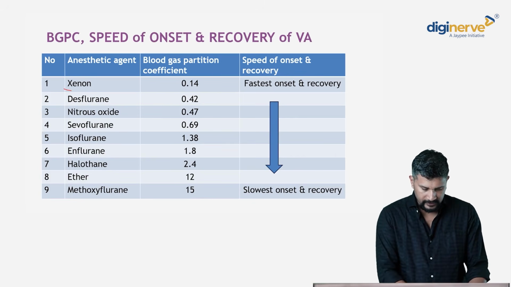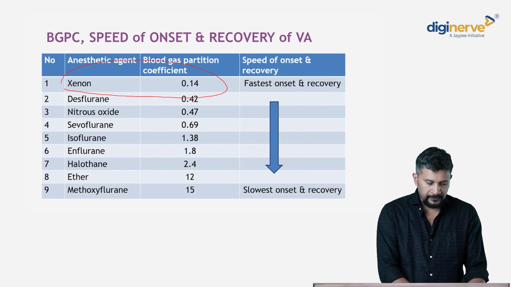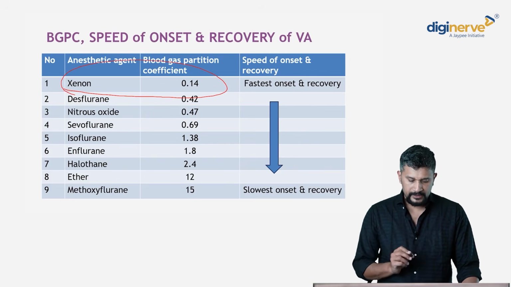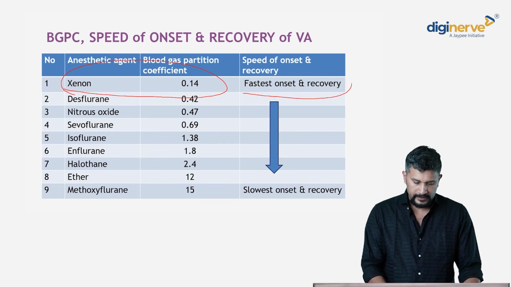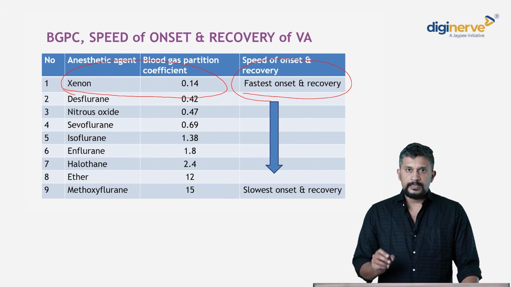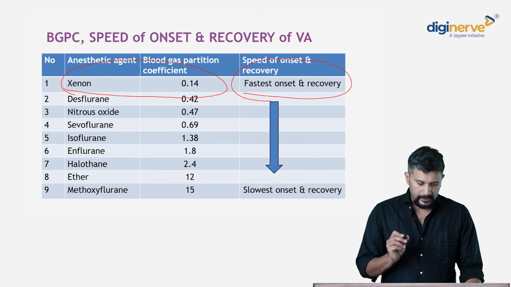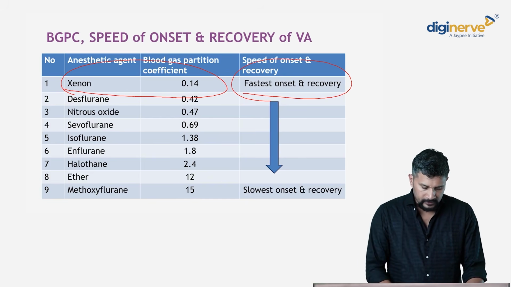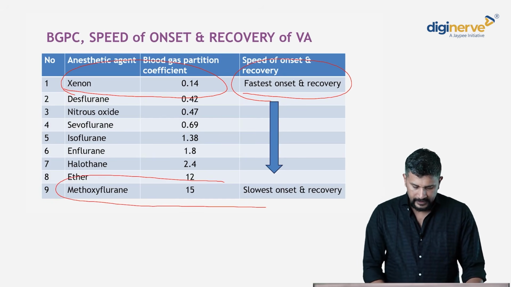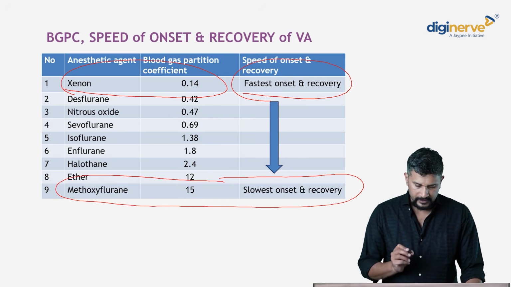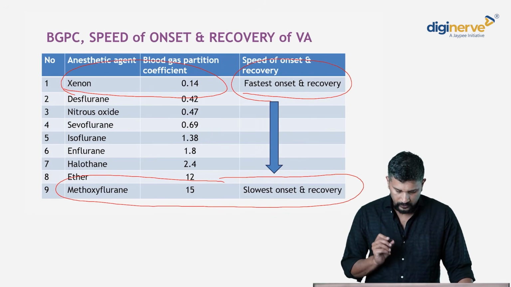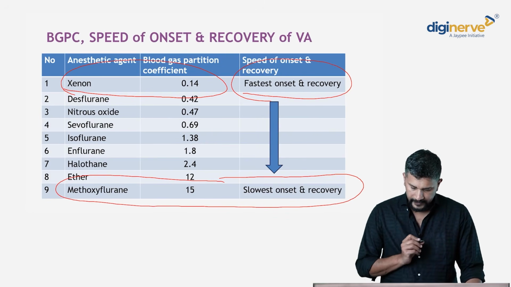So remember that xenon is the one which has the lowest blood gas partition coefficient, and therefore it has the fastest onset and recovery. It is not in clinical use. Methoxyflurane, on the other hand, has the highest blood gas partition coefficient and therefore the slowest onset and recovery.